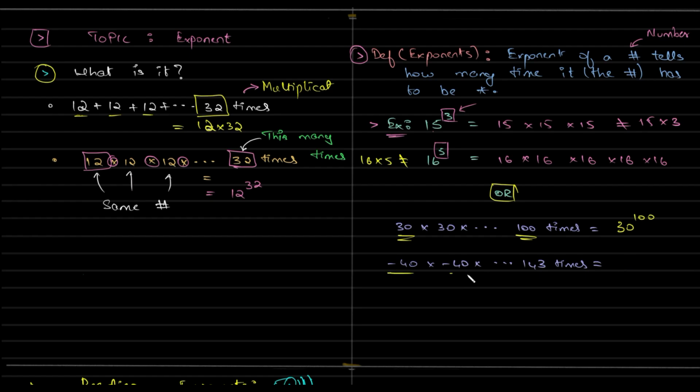Here negative 40 is being multiplied 143 times. Negative 40, put a bracket, because any negative term, brackets has to be part of it. I told you guys, be careful with negative terms. So I wrote minus 40, negative 40 in a bracket, and at the top 143.